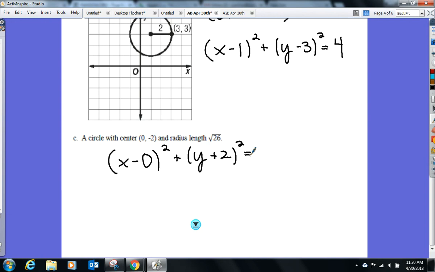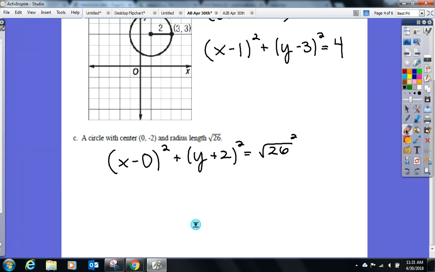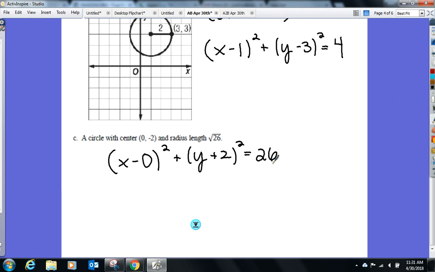26. Why? Because you're taking the square root of 26 and squaring it, and that ends up being 26. If you leave it like that, you may see it differently in your book, though. They may simplify this part here to what? X minus 0 is just x squared.